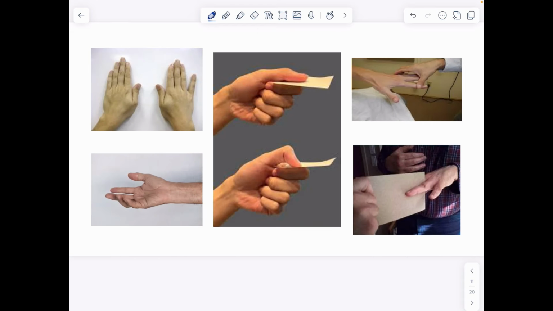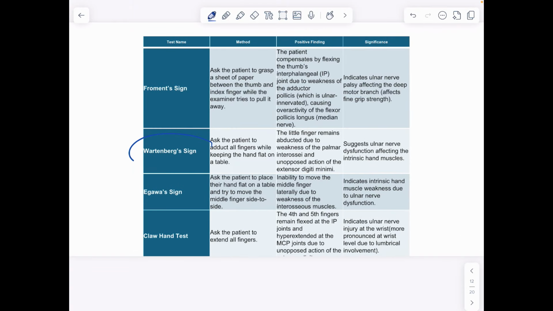Now, in case of the ulnar nerve, all the adduction functions of the fingers, which are the function of the palmar interossei, are the function of the ulnar nerve. If you ask a patient to forcefully adduct all the fingers on the table, while the little finger sways away, it moves away. This is the feature of the Wartenberg sign. Now, what happens in Wartenberg sign? You ask a patient to adduct all the fingers while keeping the hand flat on the table. The little finger remains abducted due to the weakness of the palmar interossei and unopposed action of extensor digiti minimi.